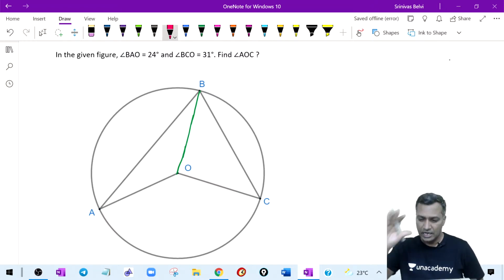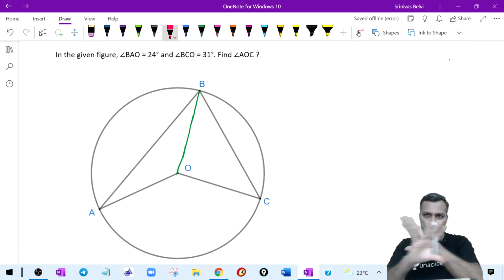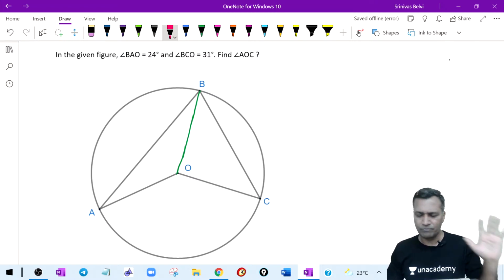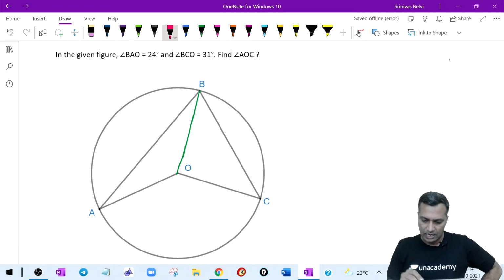The moment you finish the first 3-4 questions, most of the important concepts would be revised. So as I start doing this, I will also give a little bit of background to it. Fair enough. All right, so I said that this is angle ABAO, this is 24.